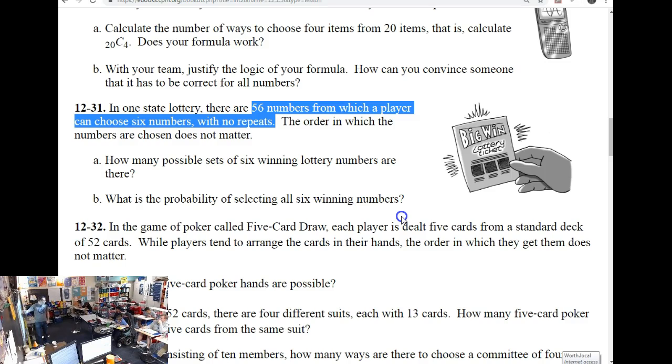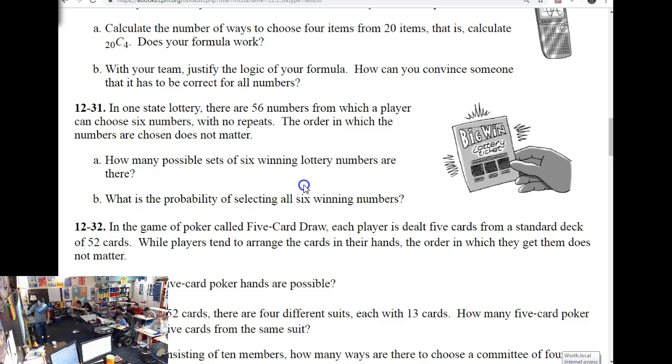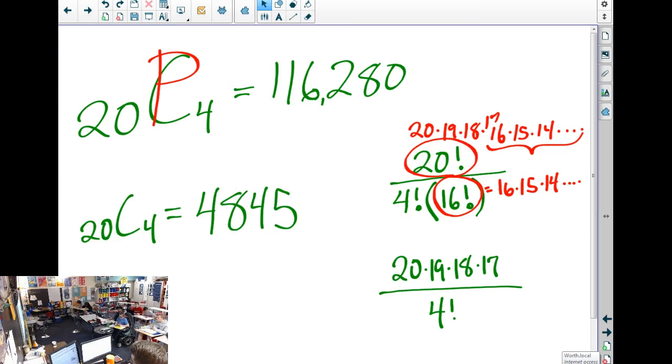That's pretty big. What do you get? 32,468,436. Yeah, he's right. 32 and a half million. Yeah, don't do the lottery. Your chances are bad. You're never going to win.